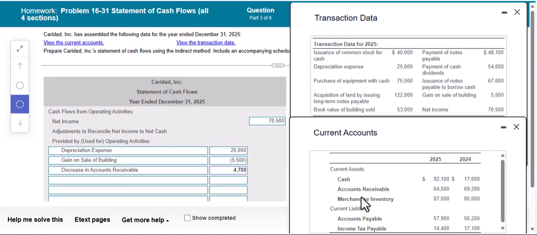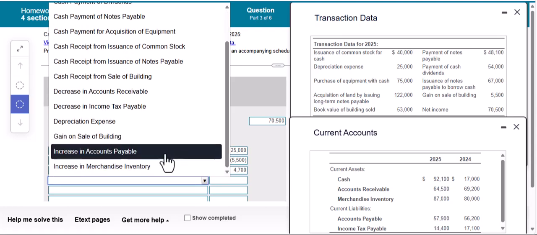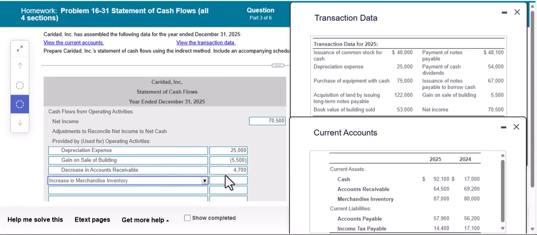And then next up we have merchandise inventory here. It went from 80,000 to 87,000. So that is an increase of $7,000. So merchandise inventory increased. So we have an increase in merchandise inventory. However, will that be negative or positive? It will be negative, since in order to purchase that additional $7,000 worth of merchandise inventory, cash will have to go down. So we'll put in negative 7,000.